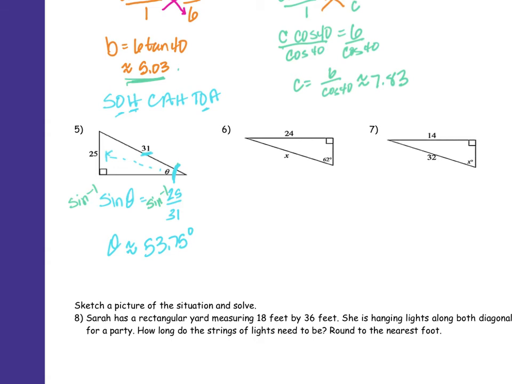And then for my next problem, I'm just finding x, which is the hypotenuse. So if I'm looking for the hypotenuse, let's see what angle I have. I have this angle here. So I have the hypotenuse, and I have the side opposite. Opposite and hypotenuse is sine again. So I have sine of 62 equals 24 over x.